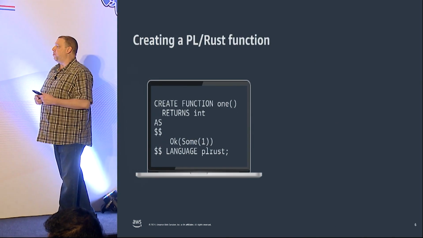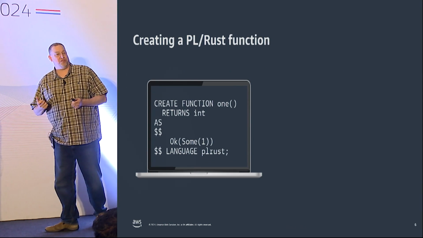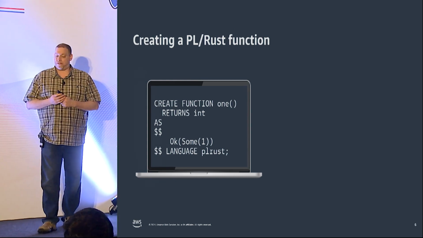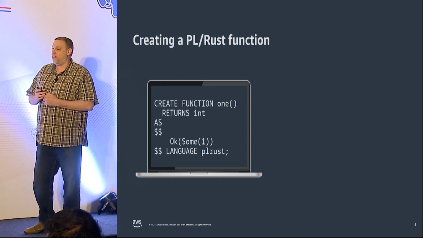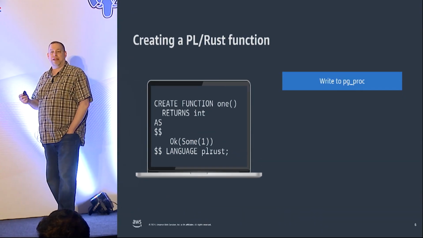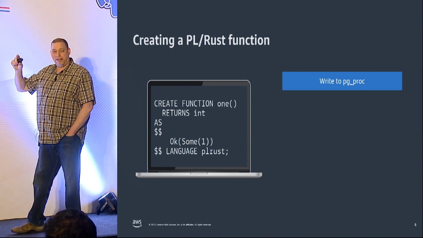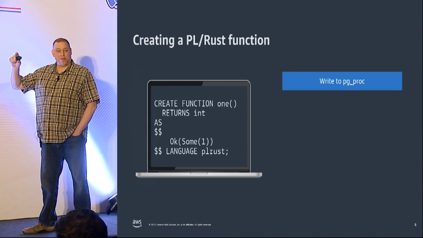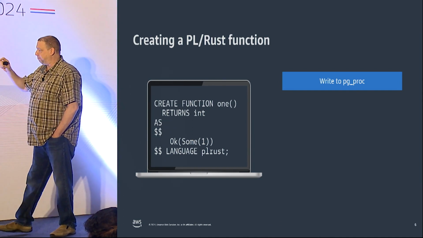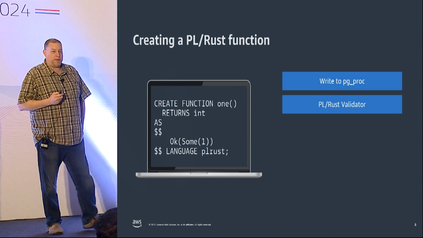So what happens when you create a PL/Rust function? It's a little different than other procedural languages. It's compiled. So when you take that function, just one, which returns the integer one, the first thing it does is write to the catalog pg_proc. It's going to get the OID, put the name in there, what the parameters are, what the return value is, and it's going to put the source in there. Then it's going to run through the PL/Rust validator.